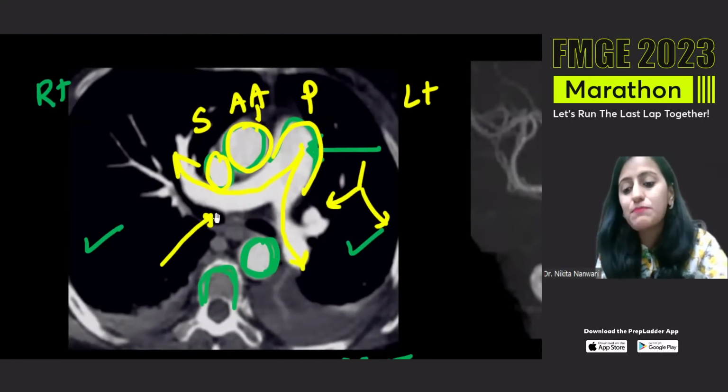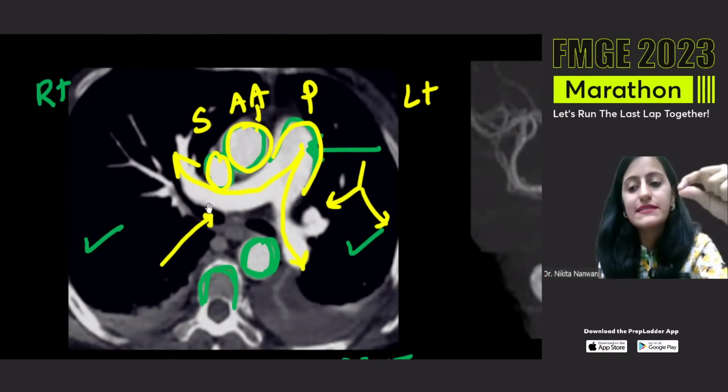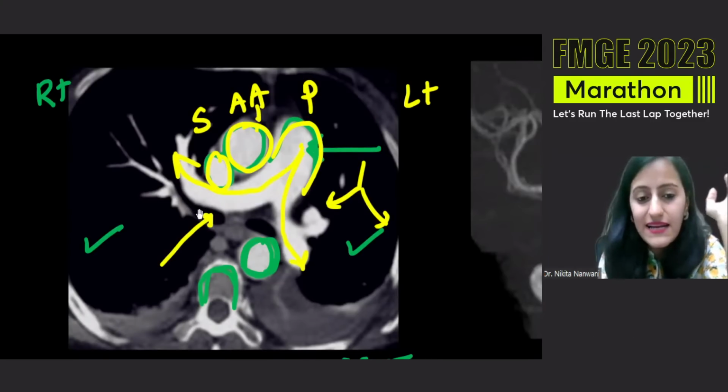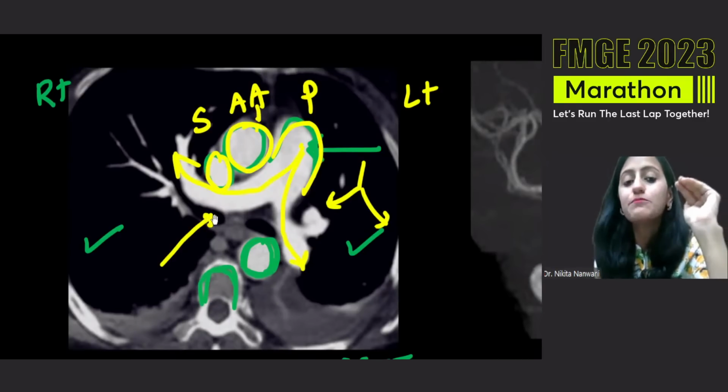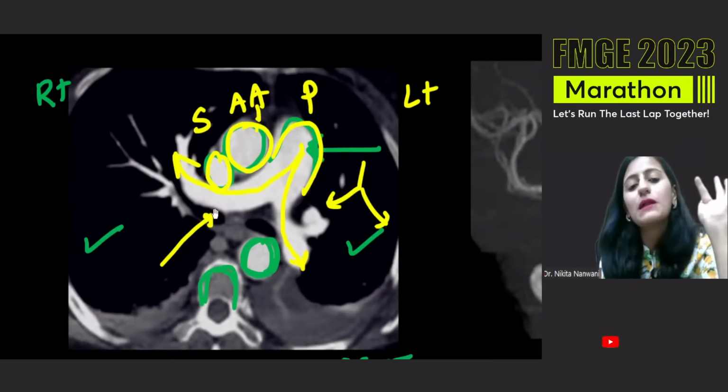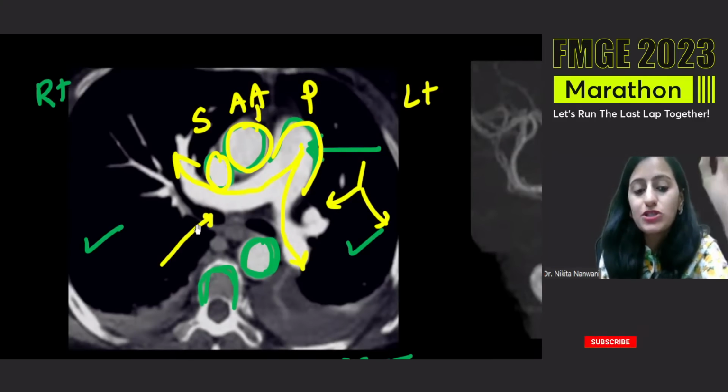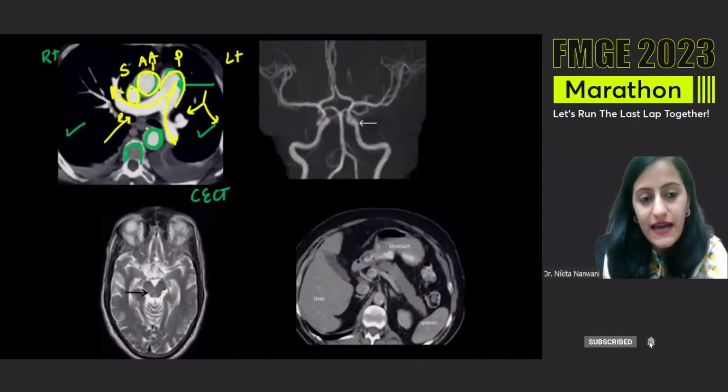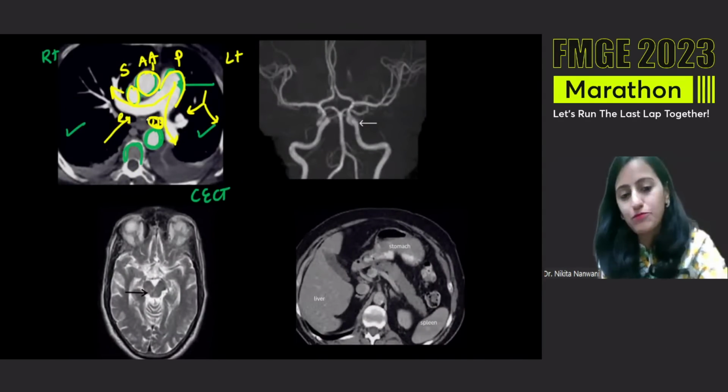This one is black. Remember that black on CT, black on X-ray is air. So this is air-containing bronchus. Okay, that's the bronchus going along with the pulmonary artery. So this is the right bronchus, and this is the left bronchus here. Okay, the right bronchus and the left bronchus.